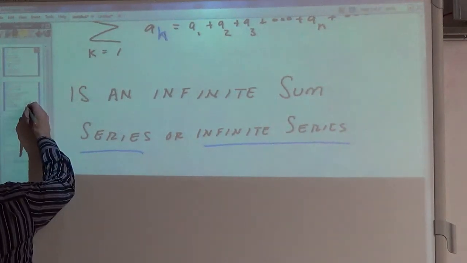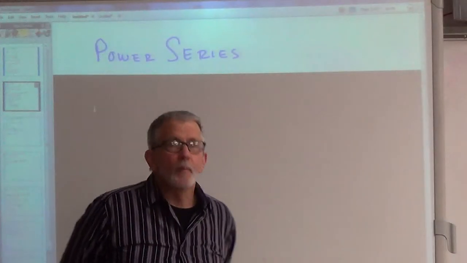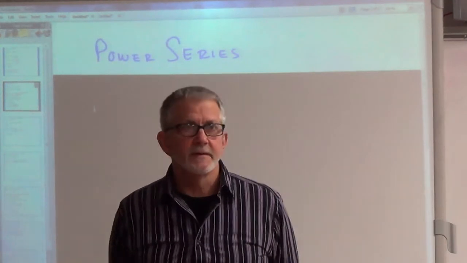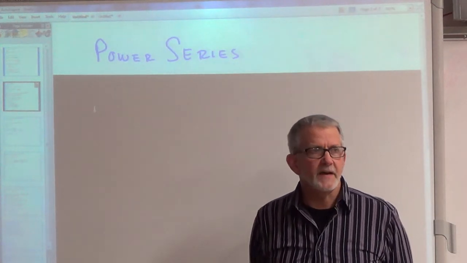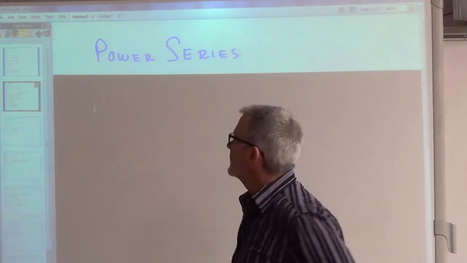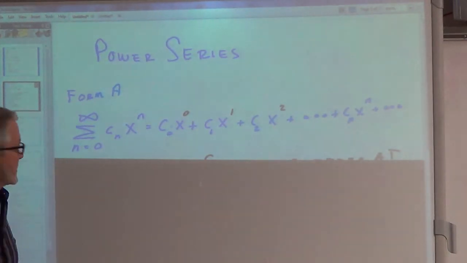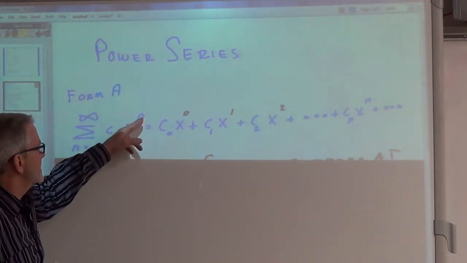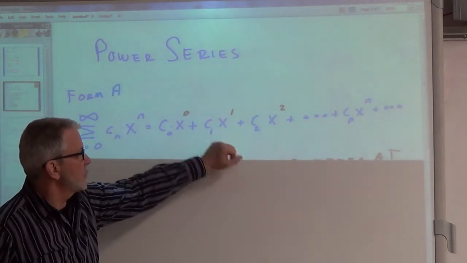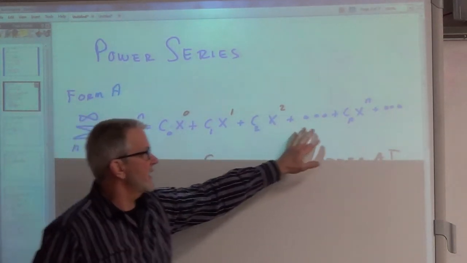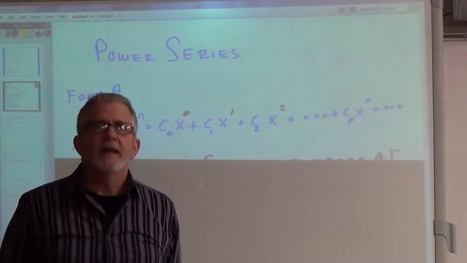So let us today talk specifically about power series and where they came from. And I will tell you that power series are pretty straightforward, not that difficult. Let's define a power series, and then we'll talk about where it came from. So form A of the power series is simply going to be the summation from n equals 0 to infinity of c sub n x to the nth power. And I have c sub 0 x to the 0 plus c sub 1 x to the 1 plus some coefficient times x squared plus dot dot dot plus the nth coefficient times x to the nth term plus dot dot dot.